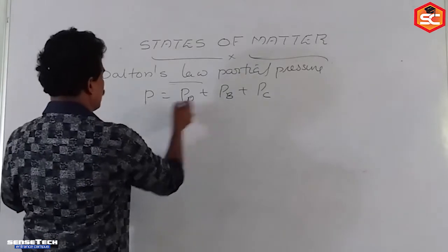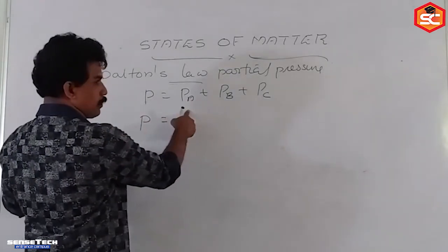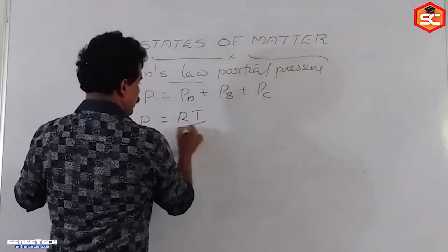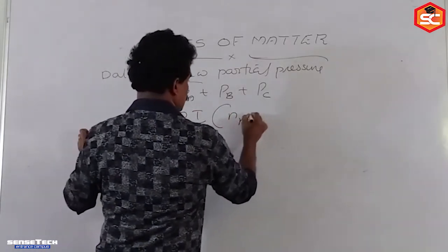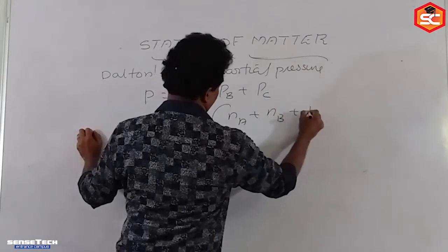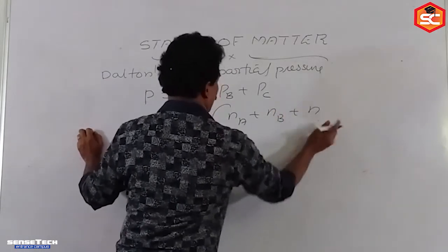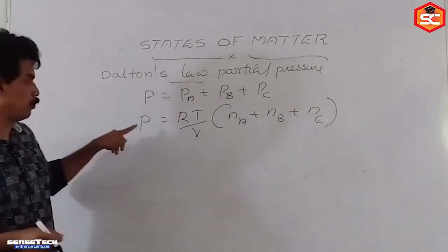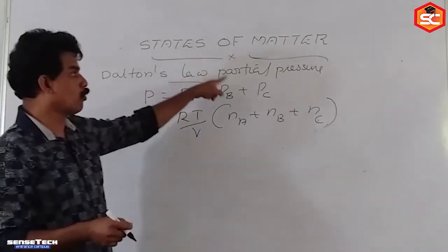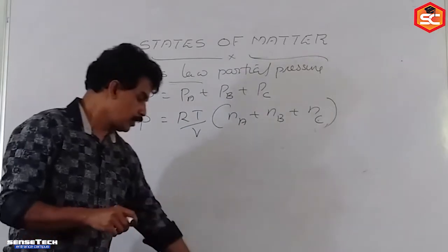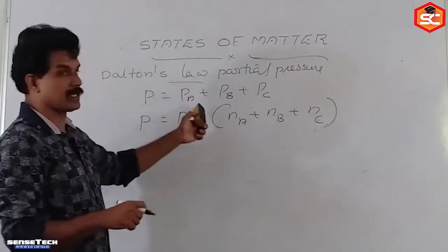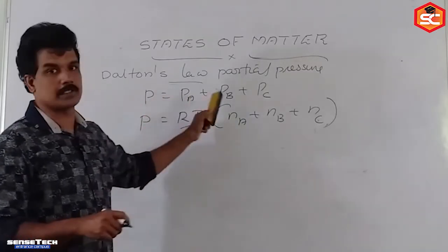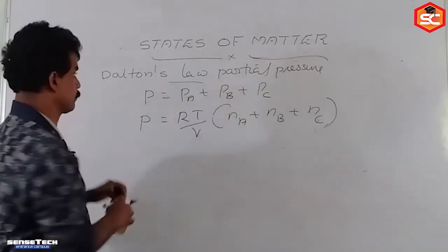By applying the ideal gas equation, we can find the partial pressure of A, RT by V, so RT by V into Na plus Nb plus Nc. Whatever number of gases there are, add their number of moles, multiply by RT by V, and you will get the pressure. Dalton's law of partial pressure. We use partial pressure only for a mixture of gases. In a mixture of gases, the pressure applied by the individual gases is called partial pressure.